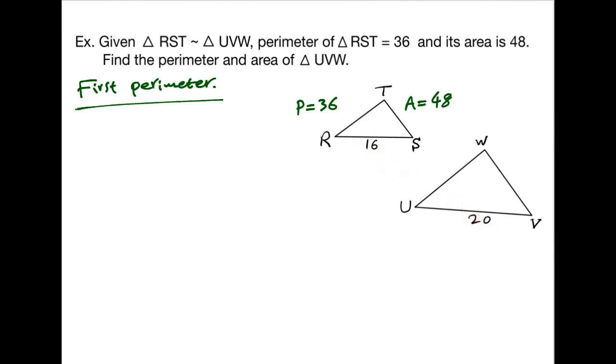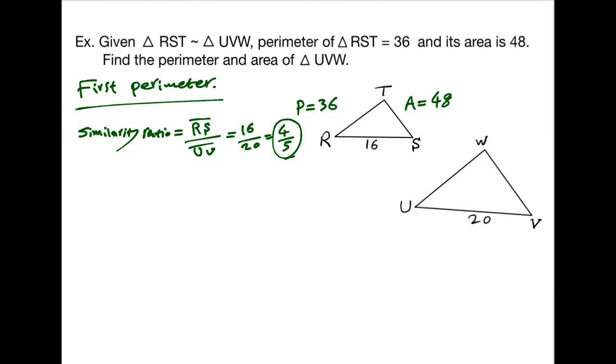So let's write that one. Similarity ratio equals RS over UV, and that is 16 over 20. If you simplify this, you will get 4 over 5. So that's the similarity ratio of these two triangles.